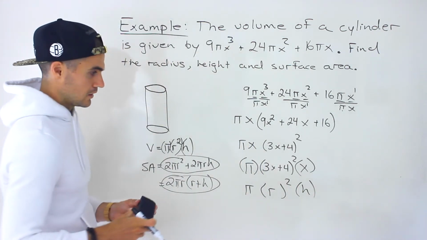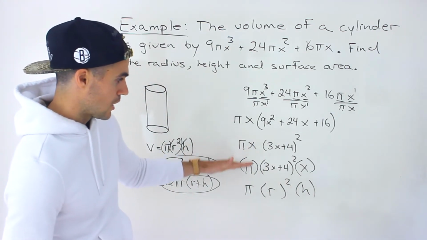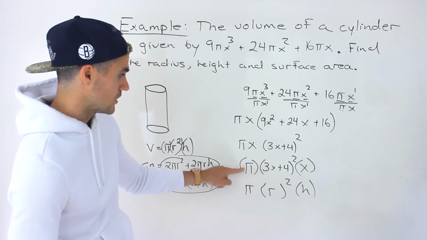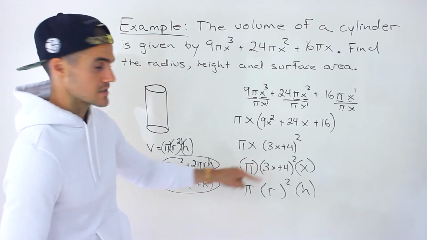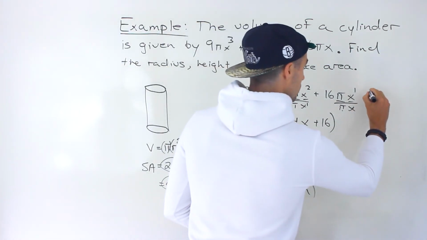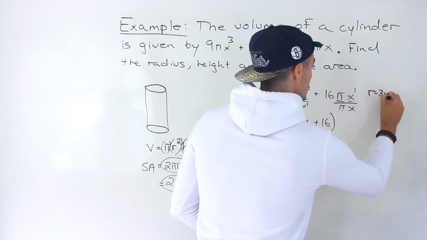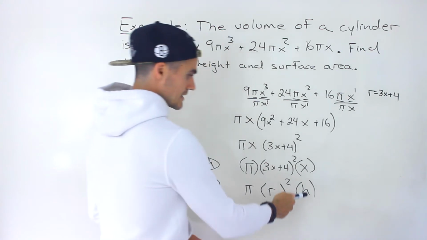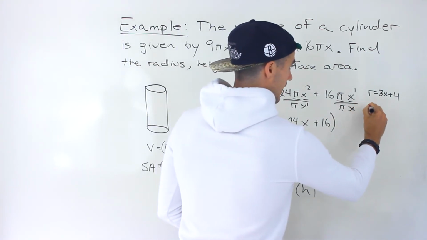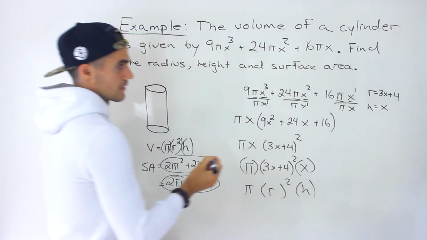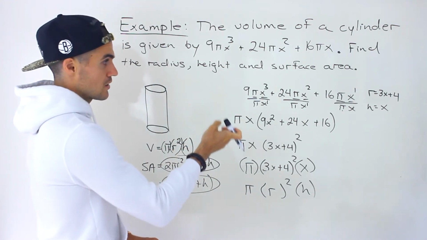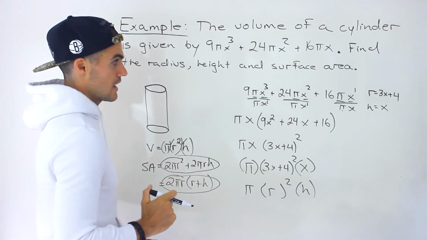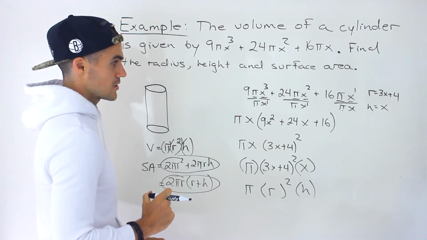if we take the formula and put it right below, it's easy to see how perfectly it lines up. The pi's match, and so we can tell the radius is 3x plus 4 in this case. I'm going to write it on the side here. And then notice that the height is just this x value. So that's actually part of the question that we solved. We found the radius and we found the height, and they are just expressions.